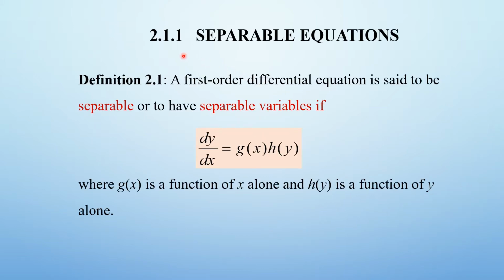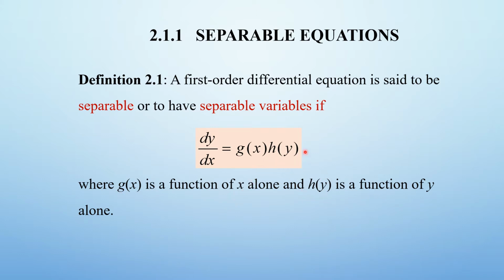Let us look at the definition of a separable equation. A first-order differential equation is said to be separable, or to have separable variables, if dy/dx is equal to g of x times h of y, where g of x is a function of x alone and h of y is a function of y alone.